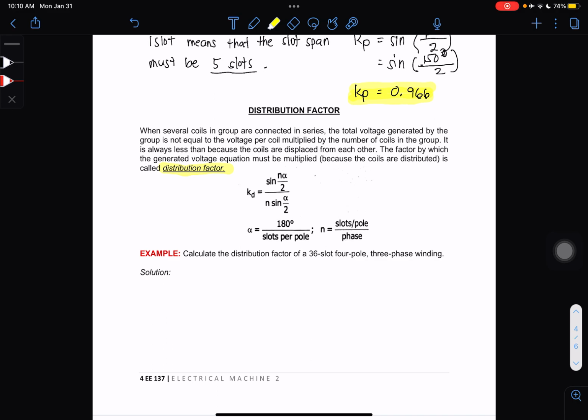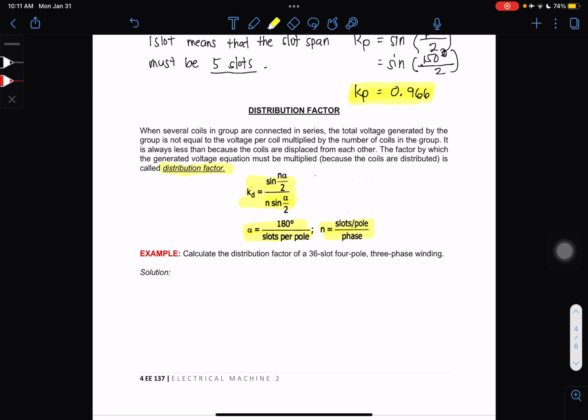So we have our formula for the distribution factor. KD is equal to sine of N alpha divided by 2, divided by N sine of alpha over 2. Take note of the formula: alpha is equal to 180 degrees divided by slots per pole, and N is slots per pole divided by phase. Let's have an example so we can understand it better.